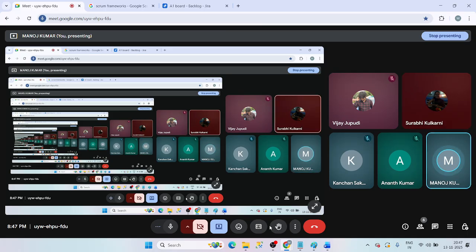Yes. That is called product backlog refinement. Before starting the sprint, we are going to have some refinement sessions. Based on those refinement sessions, we are going to develop the project. Am I right or wrong, Surabhi?